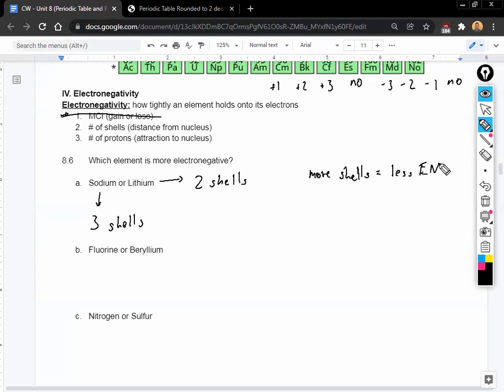Anyway, I'll give you guys about 2 minutes. You can try B and C. I want you to go through that 1, 2, 3 process to figure out which one of the two is more electronegative.